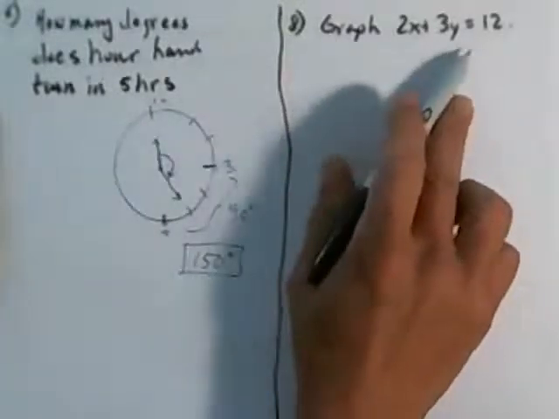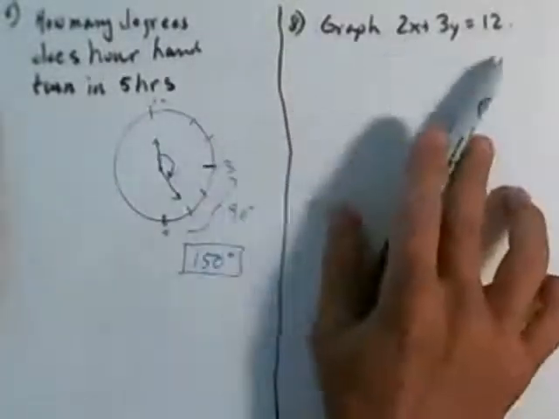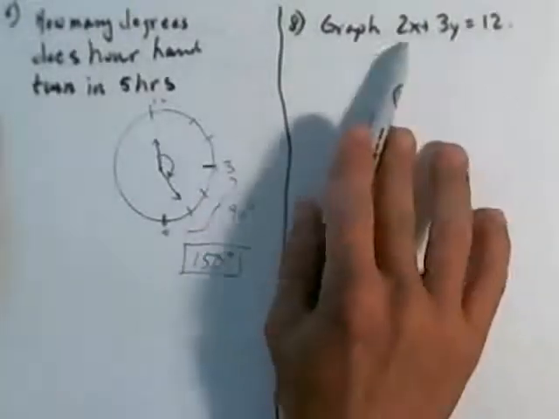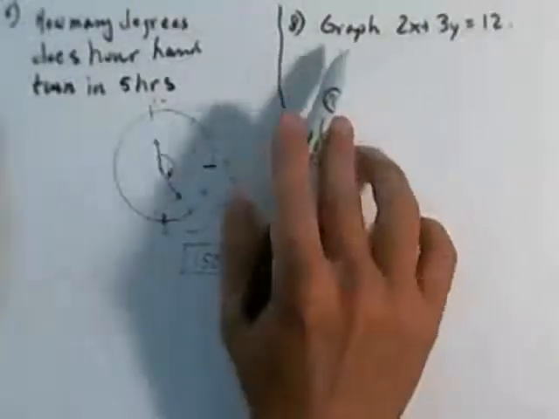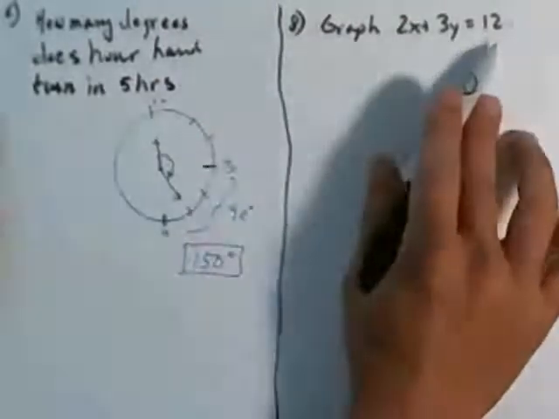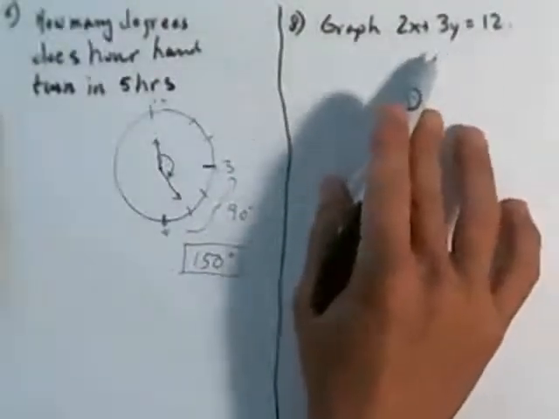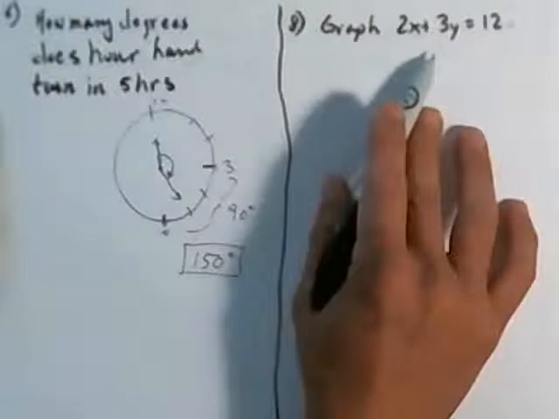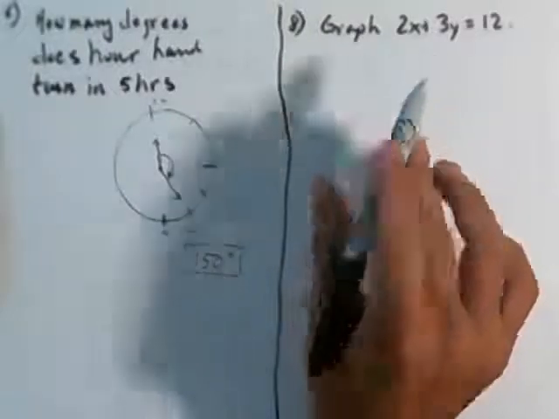Graph 2x plus 3y equals 12. I made it just a little bit different. This is problem number 8. This is in standard form. There's a quick way to graph this. You do not have to change it into slope-intercept form.